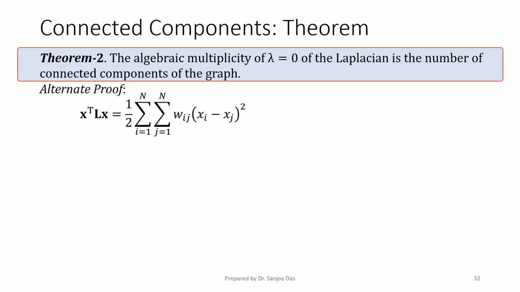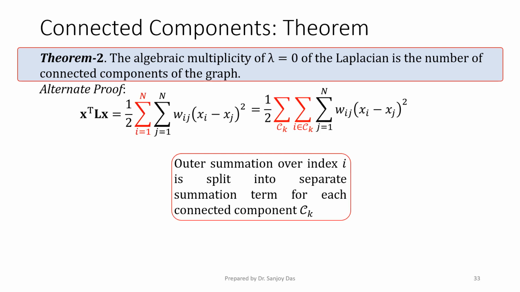There's an alternate proof for the same theorem, which is based on the sum of squares theorem. It's a little lengthier, but more convincing too. So here we have two summations. The first summation is over index i, and the second summation is over index j. Of course, both summations are being carried out over all vertices in the graph.